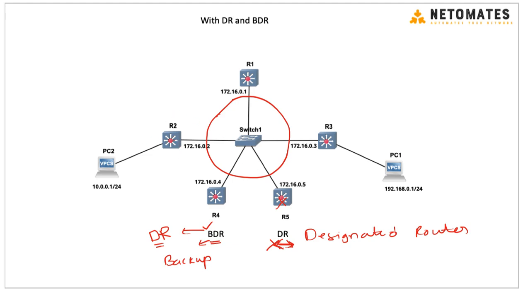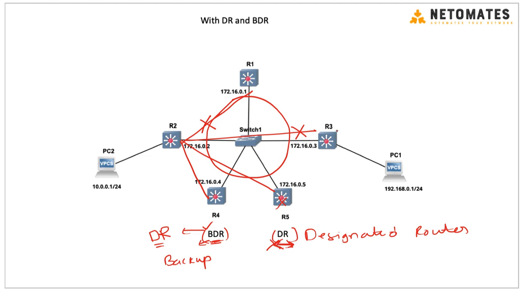In this case R2 will not form adjacency with R1 or R3. Every other router except the DR and BDR forms neighborship only with them. So R2 will only form neighborship with R4 and R5; it won't form any neighborship with R1, and it won't form any neighborship with R3 as well. R2 will only form neighborship with the BDR and DR.